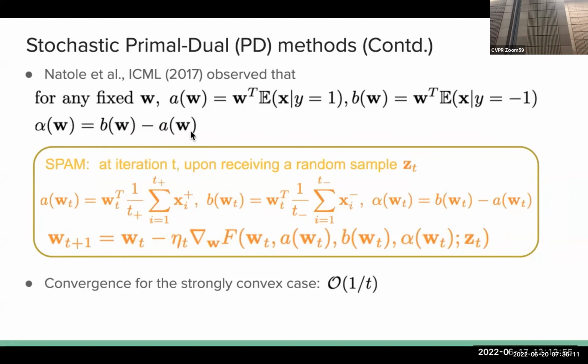Based on this information, we can propose the following method, which is denoted by SPAM. At iteration t, you receive a random example Z_t. You only perform the gradient descent for W. You compute A(W), B(W), and alpha(W) using these formulas, with the conditional expectations replaced by empirical estimators, and do gradient descent here. The convergence rate is now improved to 1 over t if we have a strongly convex case.